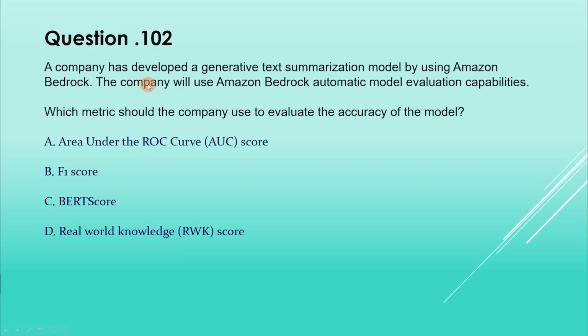Now question number 102. A company has developed a generative text summarization model by using Amazon Bedrock. The company will use Amazon Bedrock automatic evaluation capabilities. Which metric should the company use to evaluate the accuracy of the model? Here are the options: option A area under the ROC curve score, option B F1 score, option C BERT score, option D real world knowledge score. So take your time to guess the correct answer again.